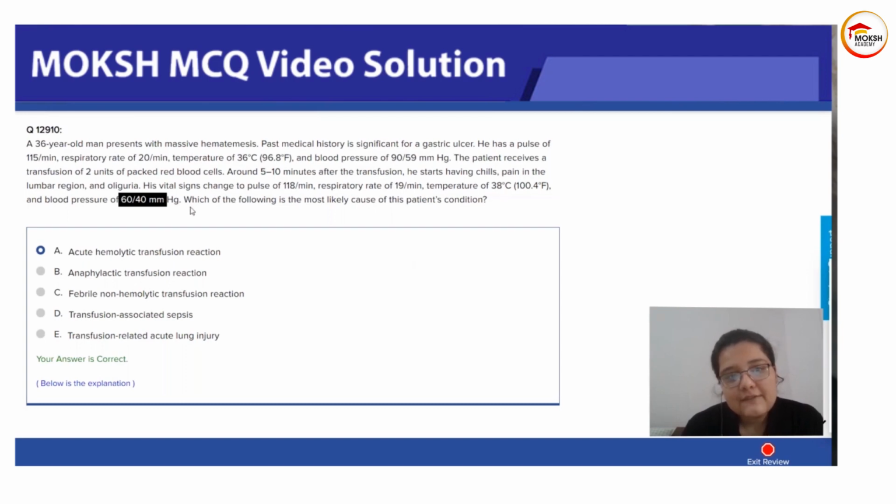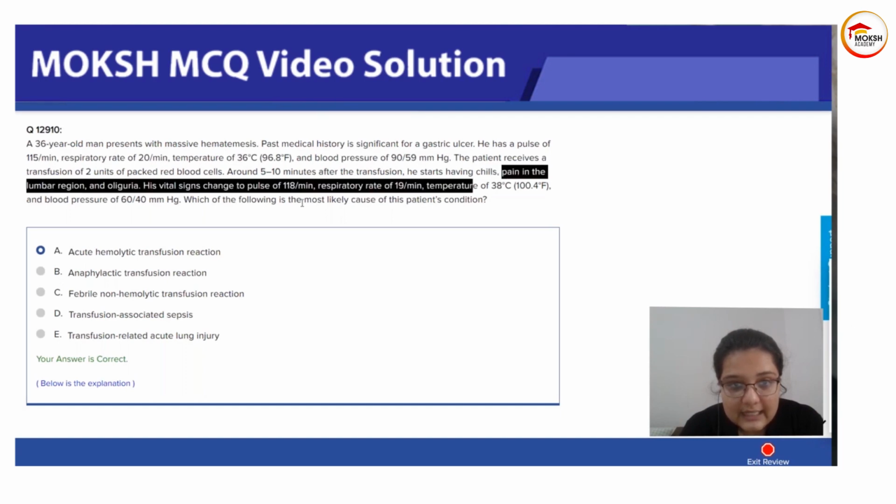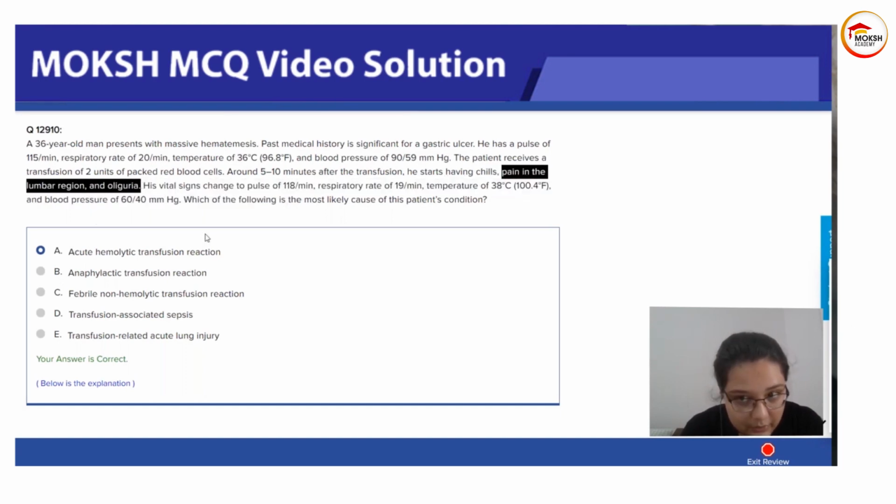But if you have chills, these are buzzwords, okay? If you see this, this is the answer. If there is chills, if there are renal damage signs, like the pain in lumbar region and oliguria, if there is acute renal damage, it is your acute hemolytic transfusion reaction. Whenever you see your kidney is involved in any transfusion reaction, it is your hemolytic transfusion reaction. If there is anything to do with allergy, breathing difficulties, it is your anaphylactic reaction.